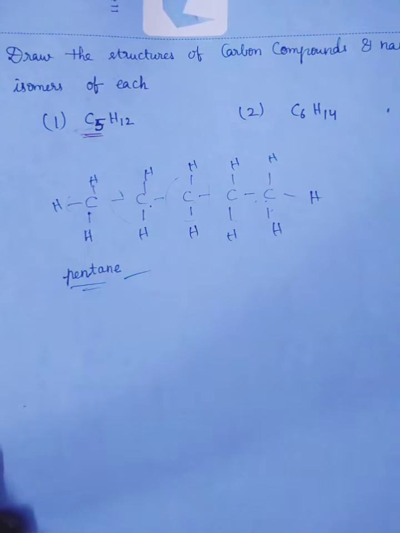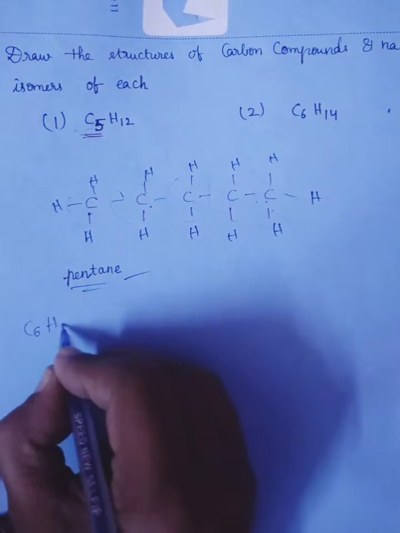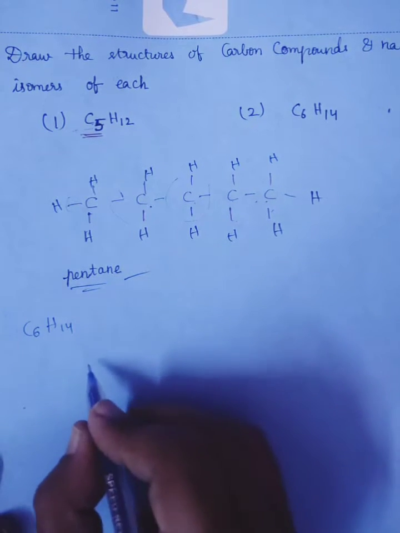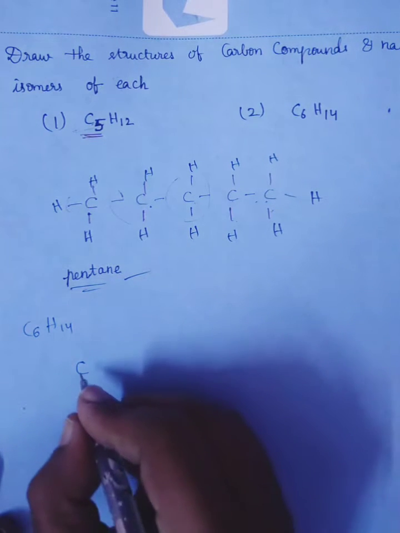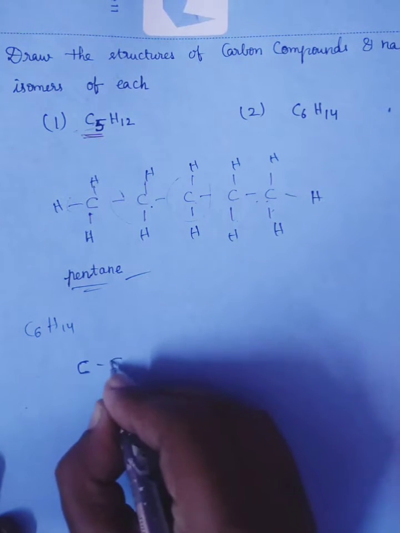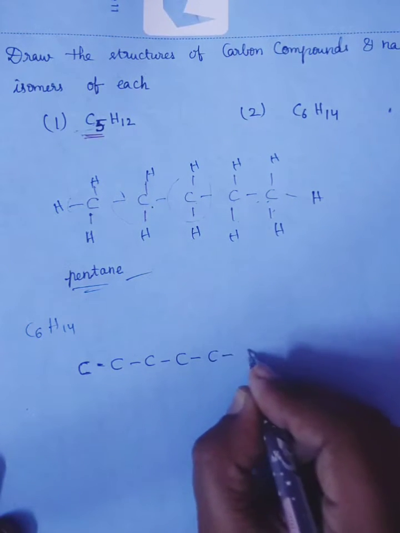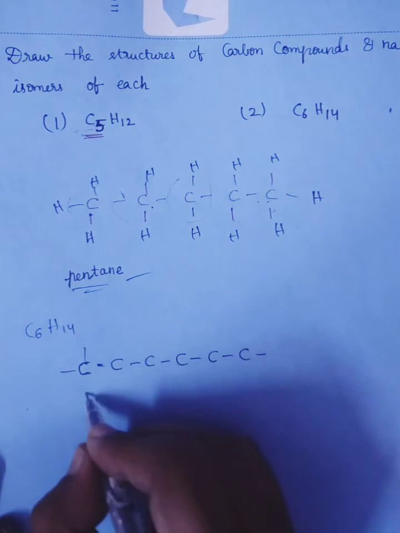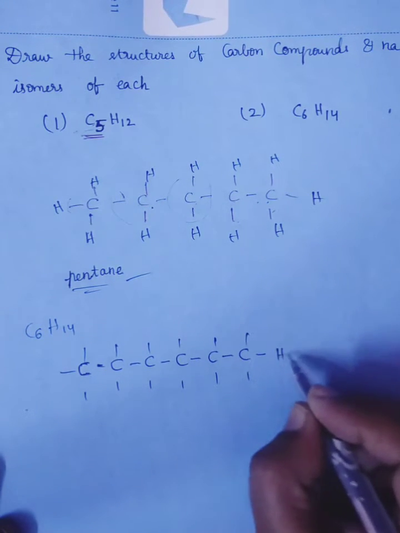Okay, right. So let's try the second one, C6H14. So number of carbons, yes, 1 2 3 4 5 6 carbons, and for the remaining we should write the hydrogens.